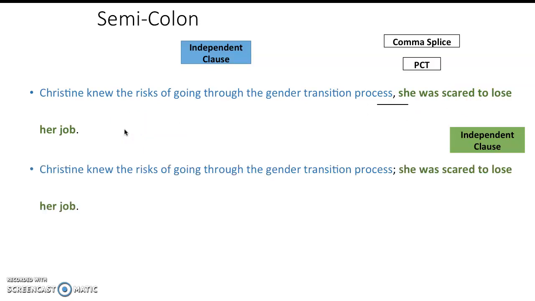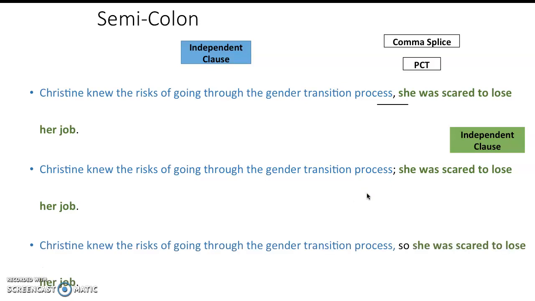So in order to fix this, instead of putting a comma there are two ways. Whether you put the semicolon over there, Kristen knew the risk of going through gender transition process; she was scared to lose her job. Or you could decide to put a comma, but put a conjunction there. Kristen knew the risk of going through the gender transition process, so she was scared to lose her job. Okay, so these are two ways that you could correct that mistake.